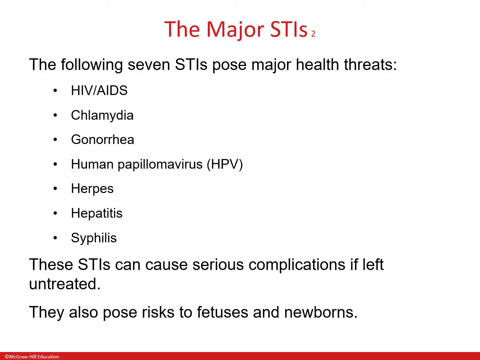So the following 7 STIs pose major health threats, especially in the United States. Okay? These STIs can cause serious complications if left untreated, and they also pose a risk to fetuses and newborns. So we have HIV and AIDS, chlamydia, gonorrhea, human papillomavirus or HPV, herpes, hepatitis, and syphilis.